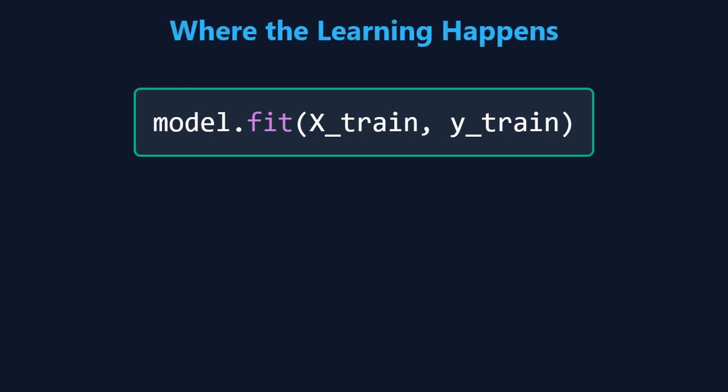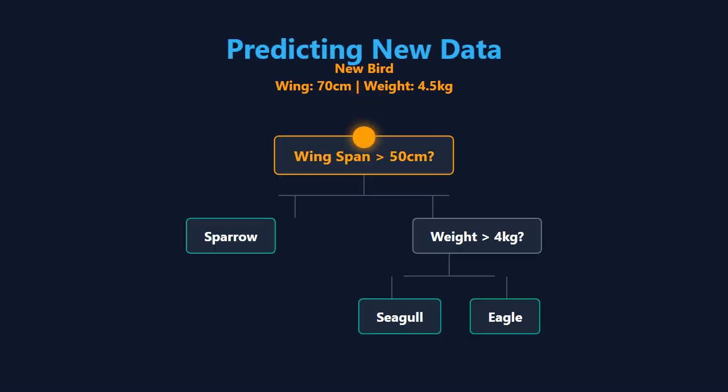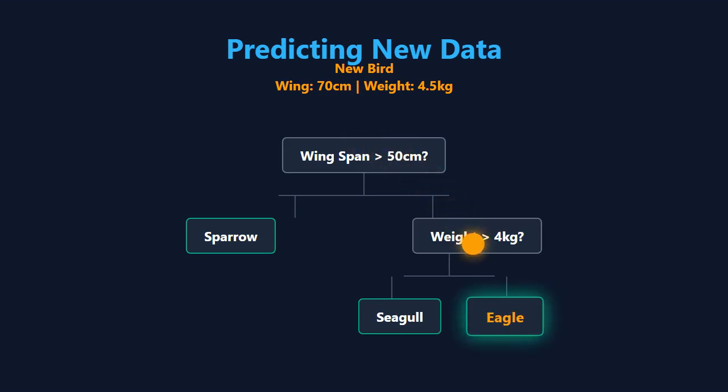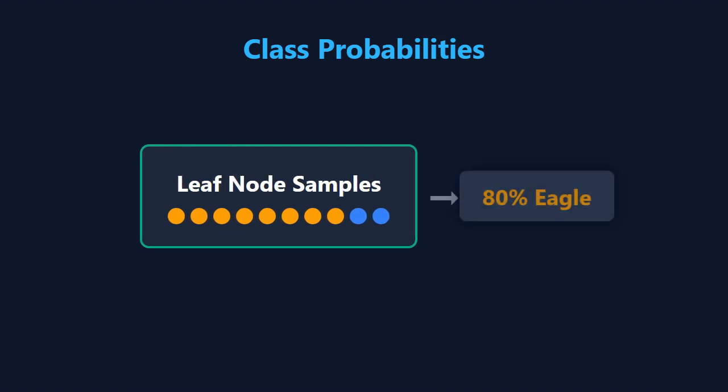This is where the learning happens. The algorithm searches for useful feature thresholds. It evaluates possible splits. It chooses the best ones. And recursively builds the tree. Now we see how the new observation travels through the learned tree until it reaches the eagle leaf. Decision trees can provide class probabilities based on the class distribution of training samples in the reached leaf.